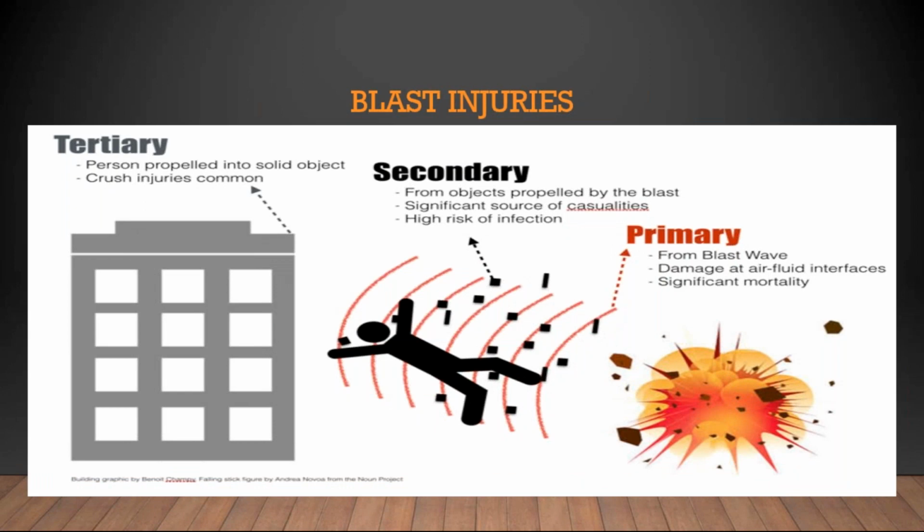So with that primary phase, we can see a lot of organs that are considered hollow to be compromised based on just that sound wave. And then with our secondary injuries, we're going to see more musculoskeletal injuries, abrasions, contusions, and then tertiary, again, we're going to see more musculoskeletal injuries.